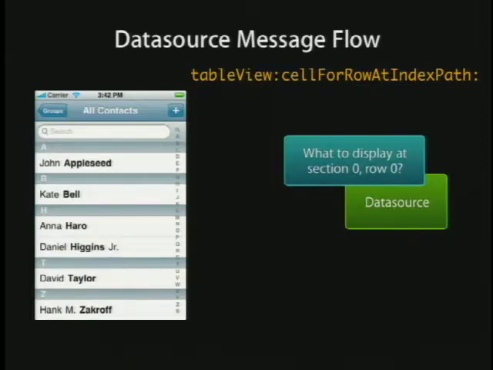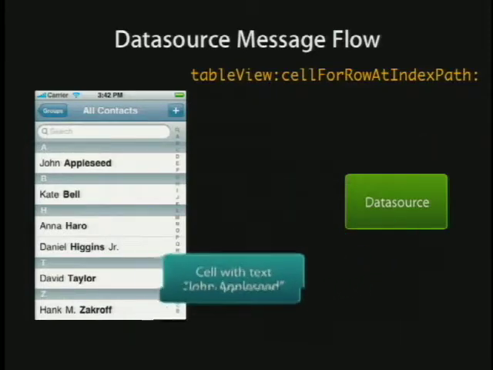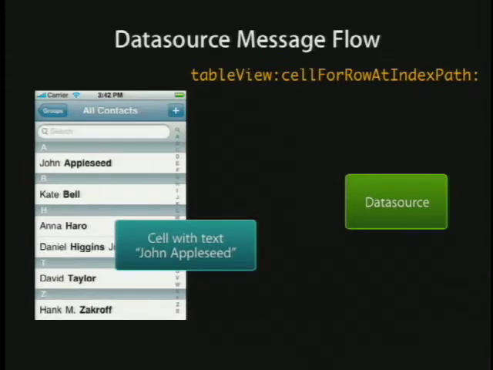It'll ask for everything, but only the things that are visible. This is the lazy part, and the part that's really much better than just providing the big raw list of data, is we can be very lazy about it and efficient and only ask for the things that are needed to display things right now. So it'll ask what to display at section 0, row 0. Data source returns one of these UITableViewCells we just talked about. And in this case, it'll have the text John Appleseed in it.